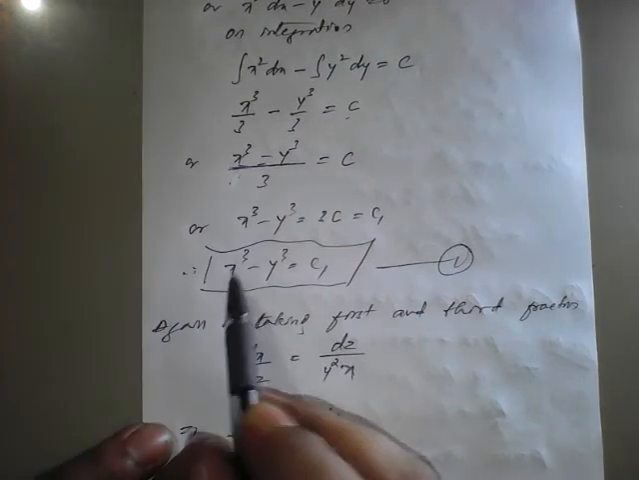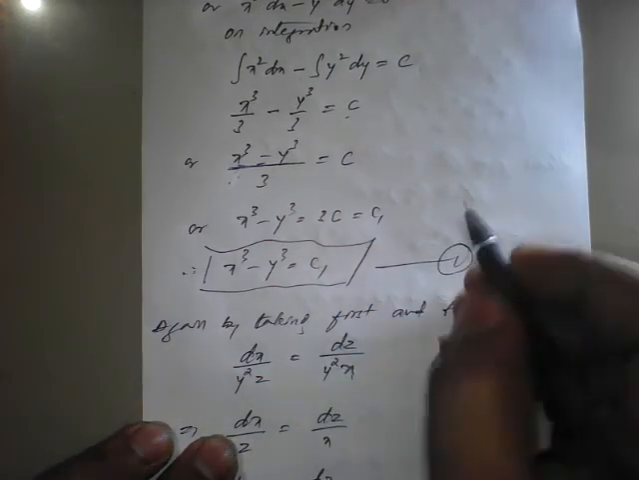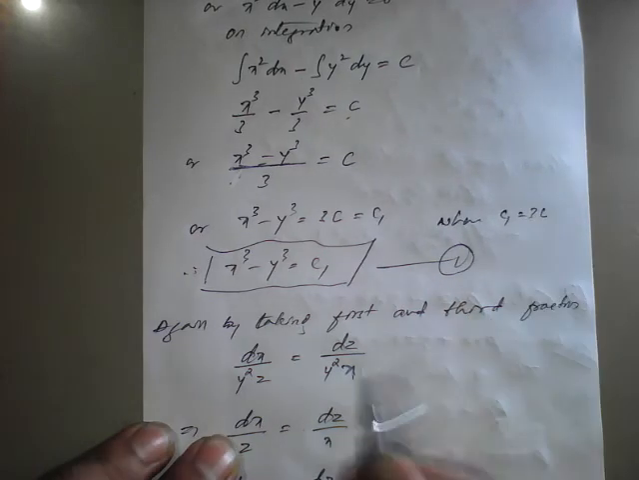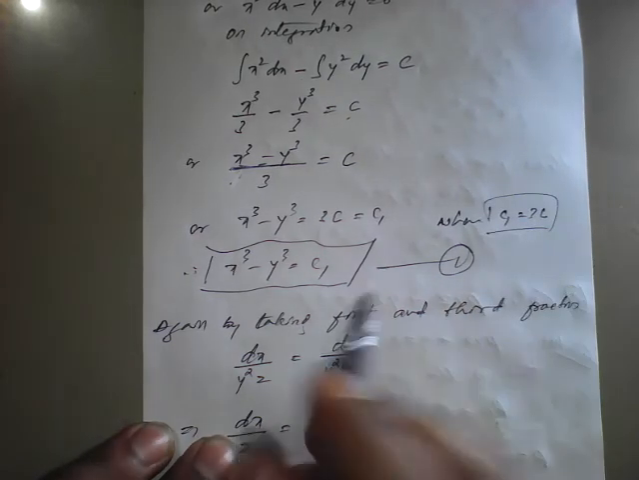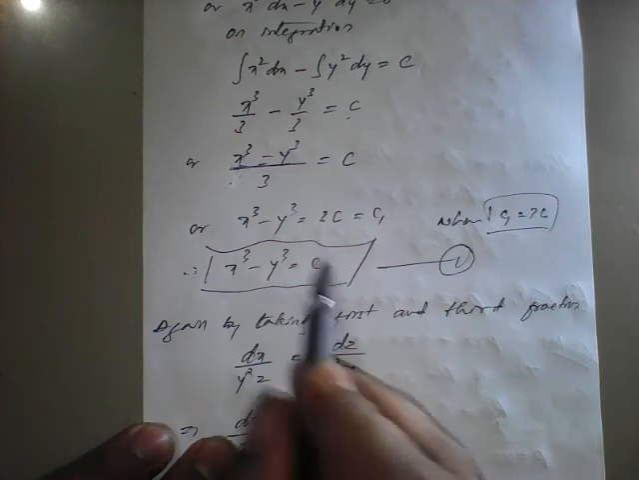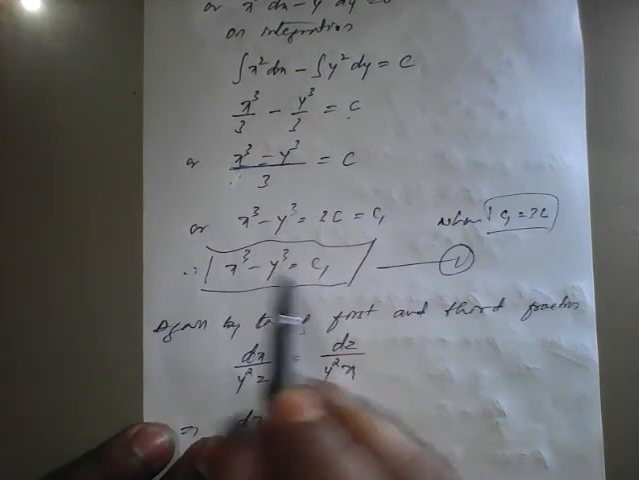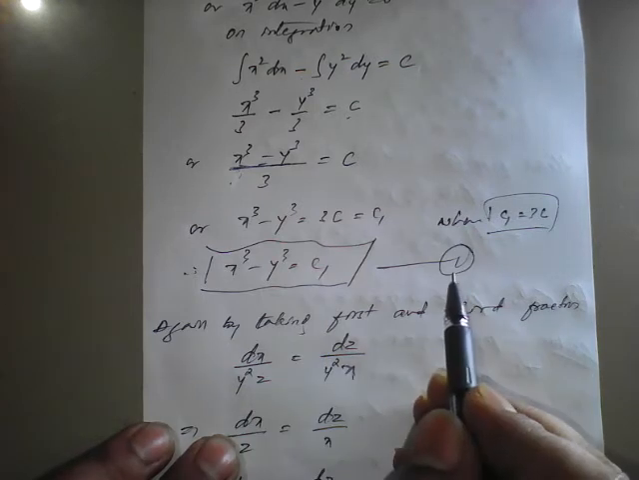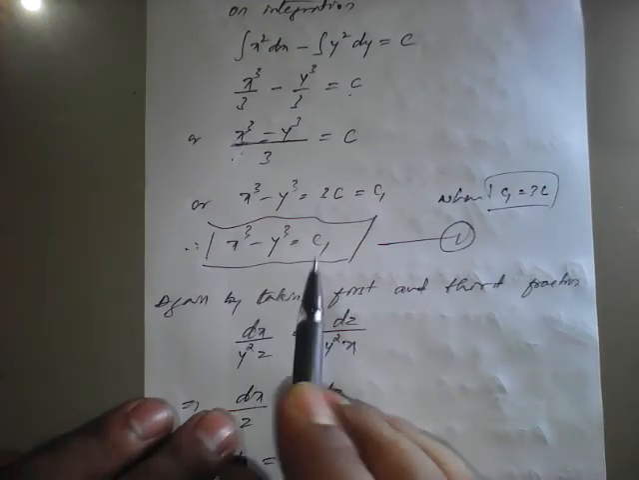Cross multiply the 3 to the right hand side, so it becomes x cube minus y cube is equal to 3c. I am denoting 3c as c1, which is completely constant. So x cube minus y cube is equal to c1, where c1 is nothing but 3c. Okay, fine. So this is the solution of the first two pairs from the given Lagrange's equation. Call it equation number 1.